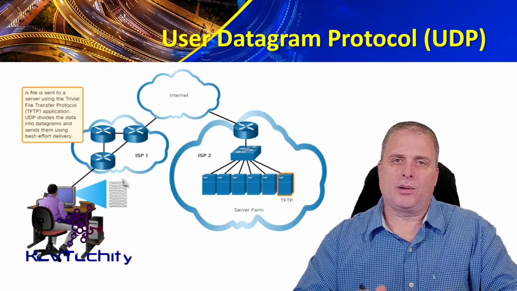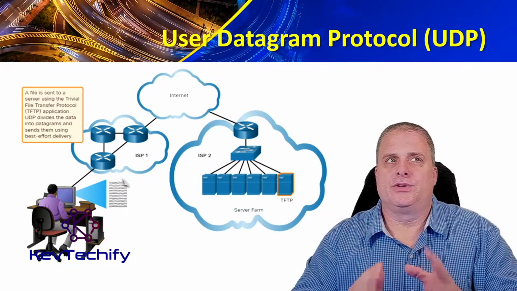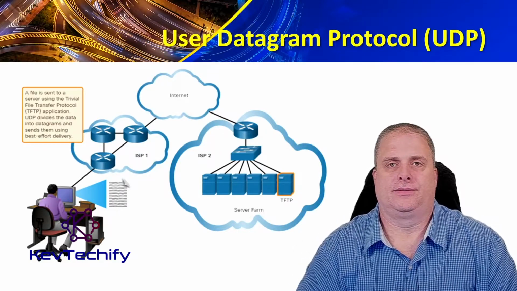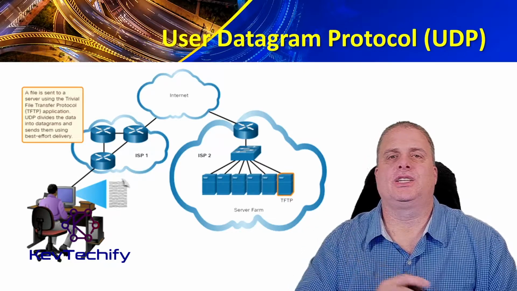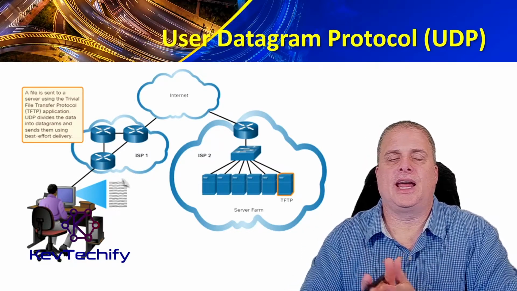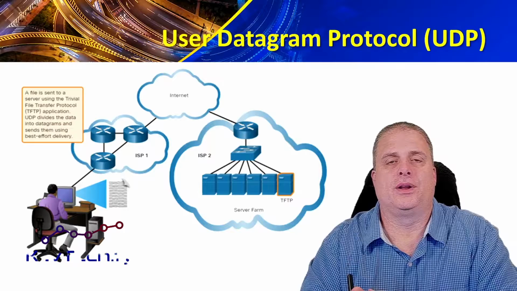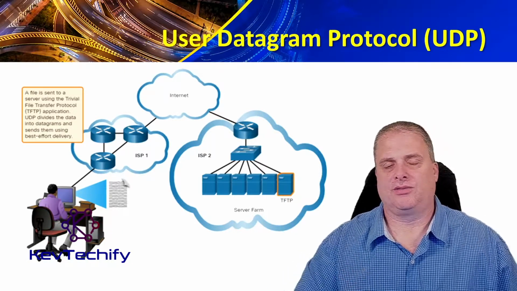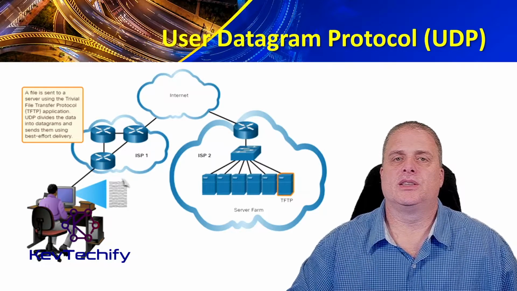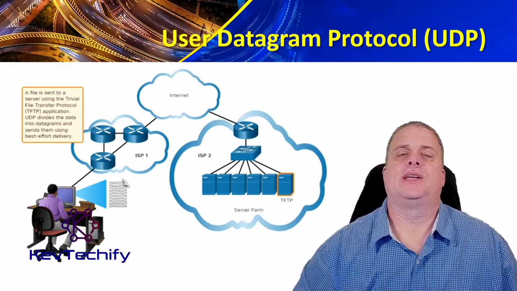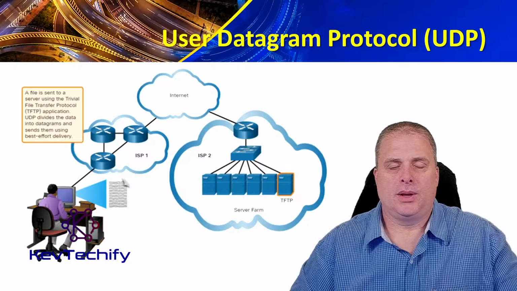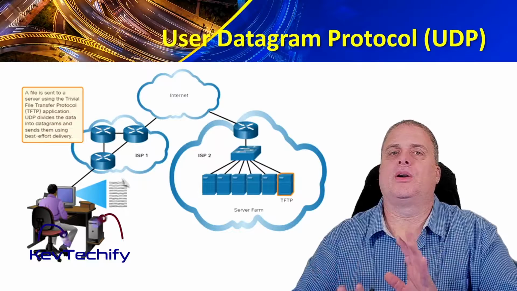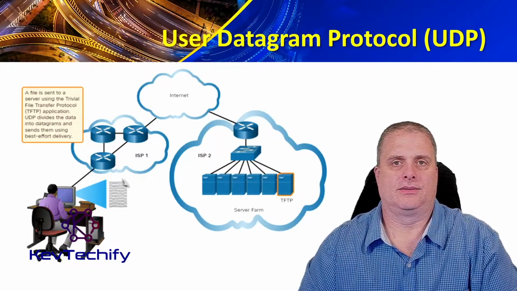User Datagram Protocol, or UDP, is responsible for sending and delivering data with very little overhead. UDP is a connectionless protocol. It doesn't have to establish a connection and keep that connection open to send data. UDP is known as a best effort protocol. And what that means is when we send data, there is no acknowledgement that comes back. Basically, we're going to send that data and then we forget about it. We don't worry about if that data has arrived or not.